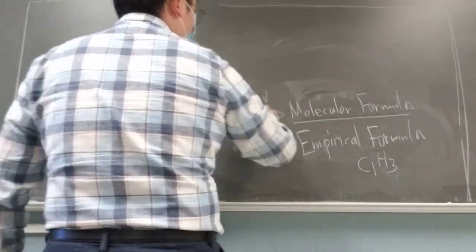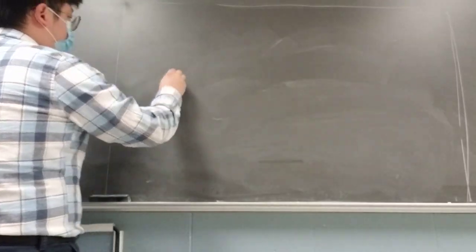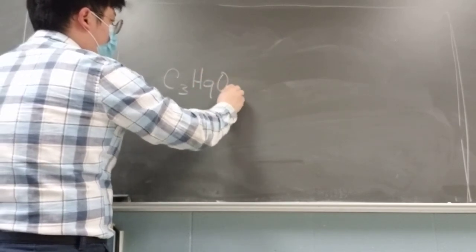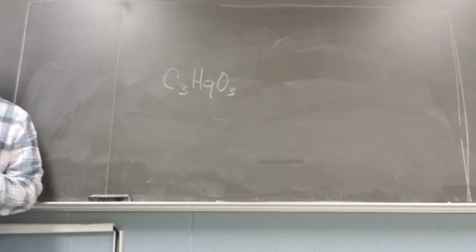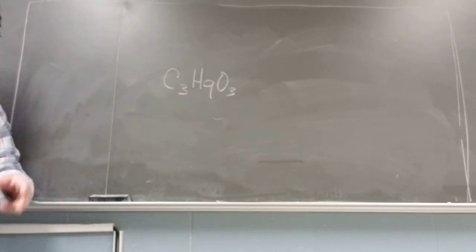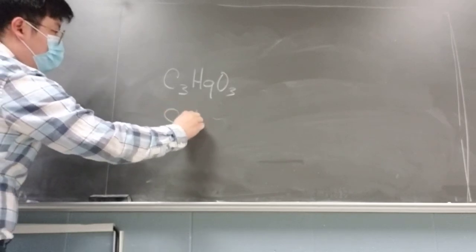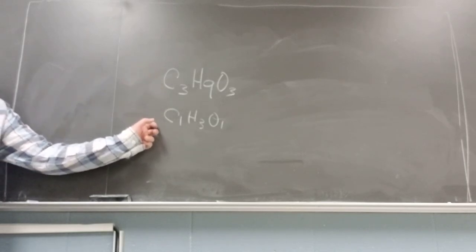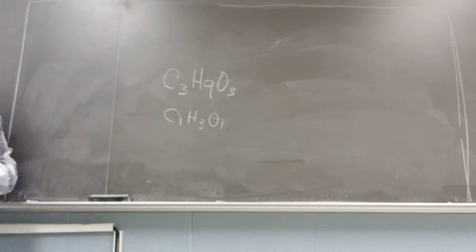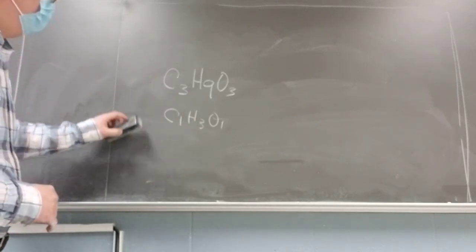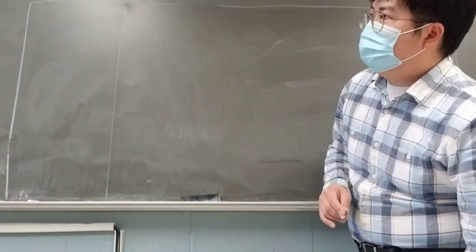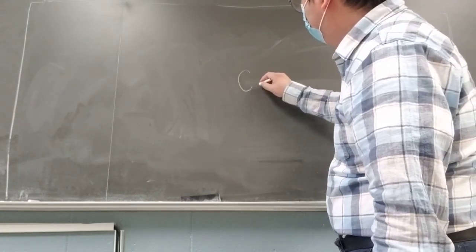So maybe if I give you C3H9O3. If that is the case, the common multiple will be what? 3, right? So then we can just put C1H3O1. In that case, this is the molecular formula, and this will become your empirical formula for the compound. It's pretty much the same thing. There's one tip you can find. So maybe you can try to do this.